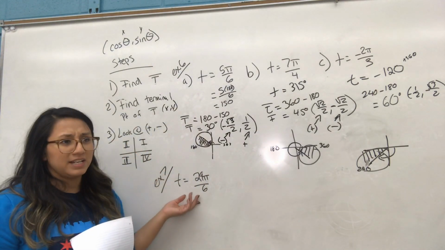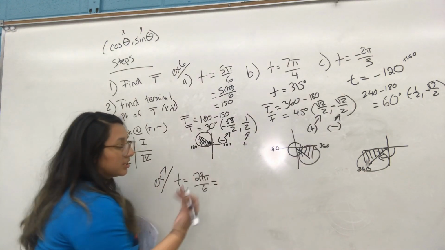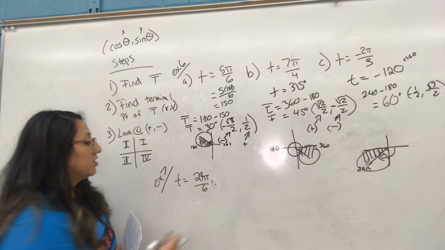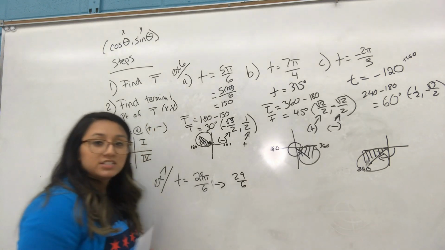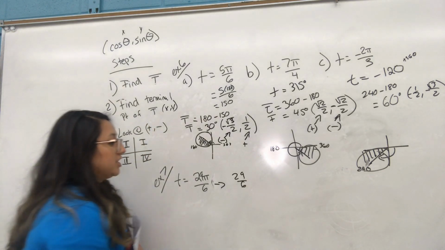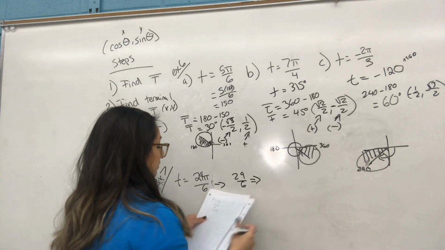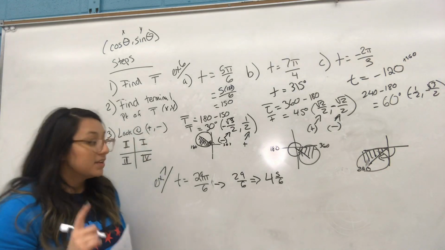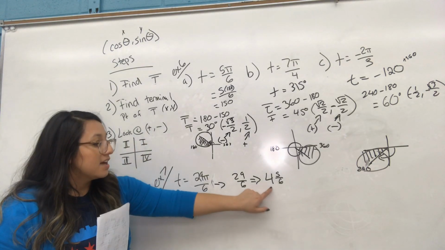If you were to convert this, it would be like 4,000 something. It would be a huge number. But in this case, we're not going to try to convert it to degrees. We're just going to keep it in terms of radians. If I just look at this as a fraction, 29 over 6, I can change that into a mixed number. If I change this into a mixed number, it turns into 4 and 5 sixths.